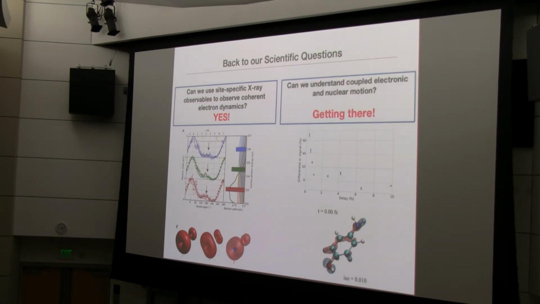And then the second question is, can we understand more complicated things like coupled electronic and nuclear motion, electron correlation? Well, I think the answer to that question is we're getting there, right? We have one experiment. My hope is that over the years we'll be able to do many more of these experiments and provide the experimental basis for developing better models for molecular dynamics.